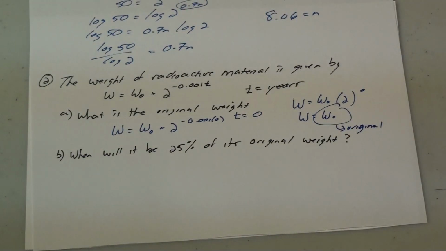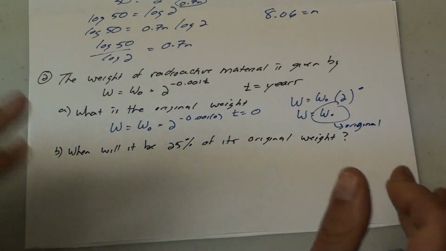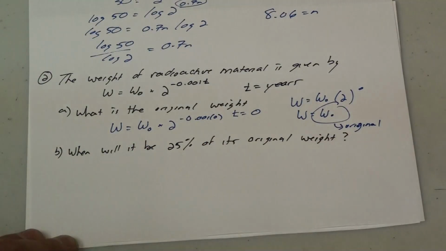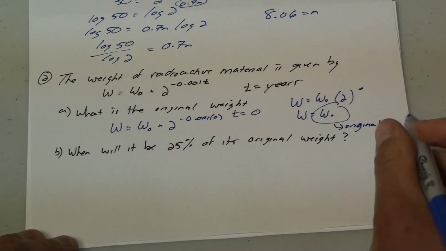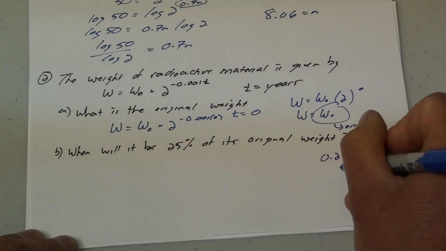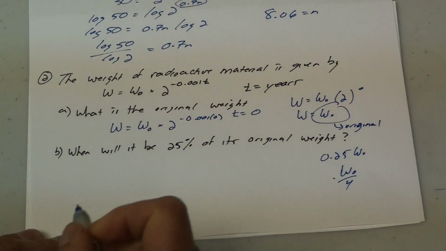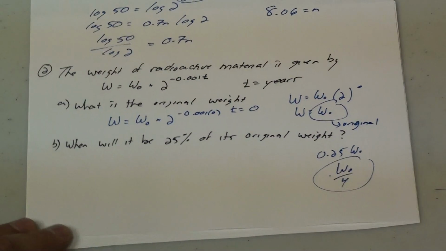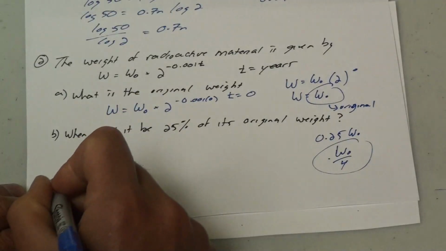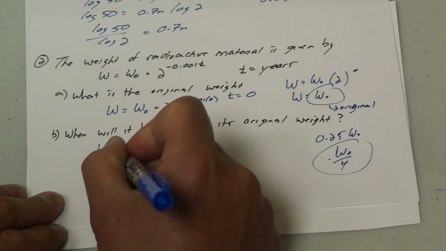starting point. Okay? Original weight. Now, we don't know what that number is, and it doesn't matter. We don't really care. We'll just work with it. When will it be 25% of its original weight? Now 25%, I can express as 0.25 W0, or I can express it as W0 divided by 4. Same thing, doesn't matter. I'll use W0 over 4 as my 25% just to keep it a little cleaner. So I want to put that in for my new amount.